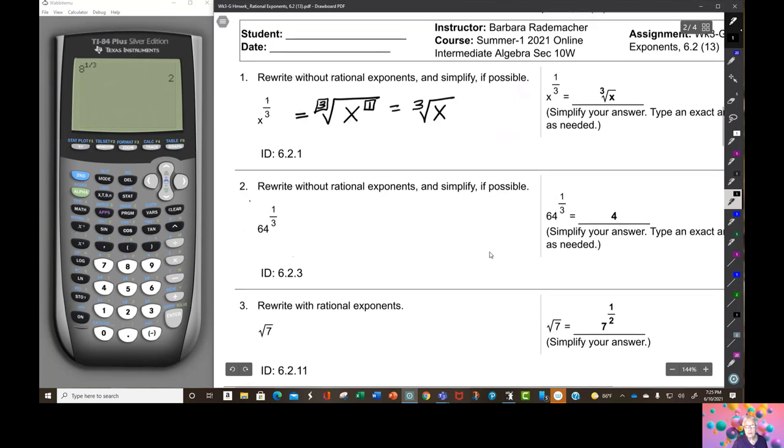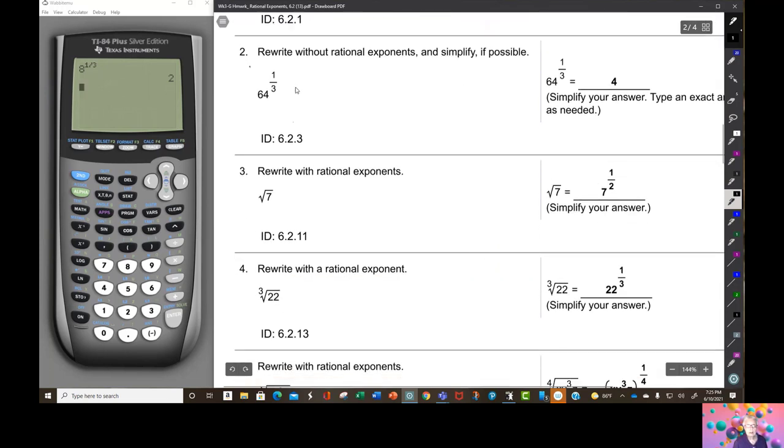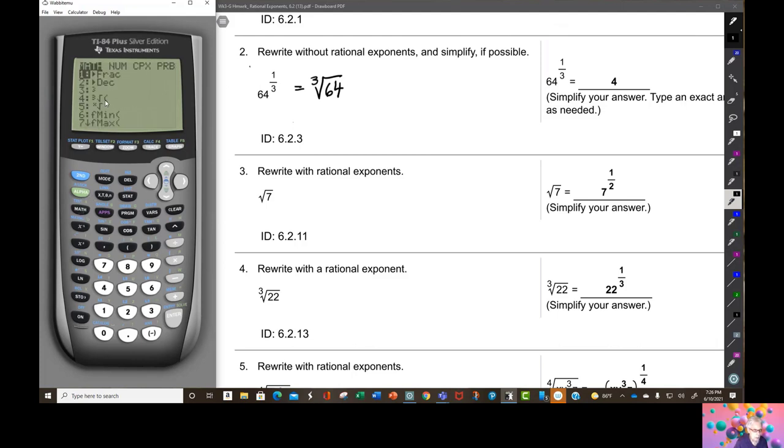How about 64 to the 1/3 power? Well, that'll be the cube root of 64. Ah, but now let's put it in the calculator. The cube root, math, come down to 4, enter, 64 to the 1 power, which is 64. Enter. Yes, that's 4. Let's try 64 to the 1/3 power. 64 caret 1/3. It's 4. Same thing.